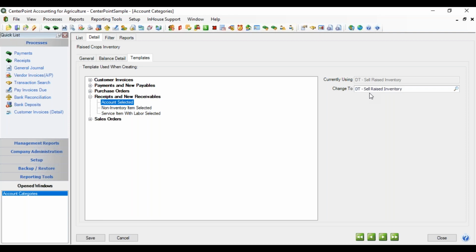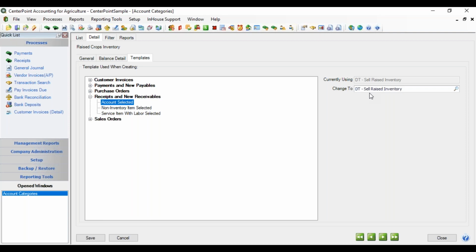It's increasing the bank, increasing revenue for the amount of the sale, but I also need to decrease the inventory that I'm selling. So it's going to decrease the inventory and offset that with my change in raised crop, and doing all of that calculation for you by you simply entering the quantity that you're selling and the dollars that you got for it, and it will take the inventory out at the cost of what that inventory price is at the current time. All that's being done for you by the template.